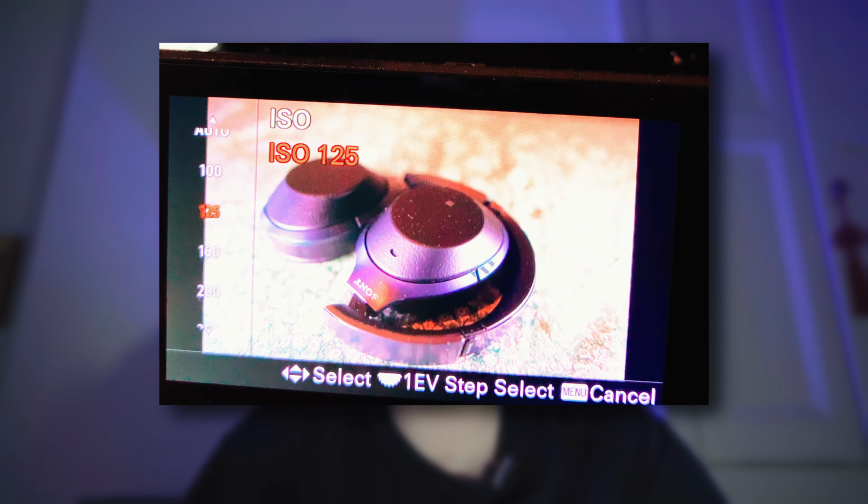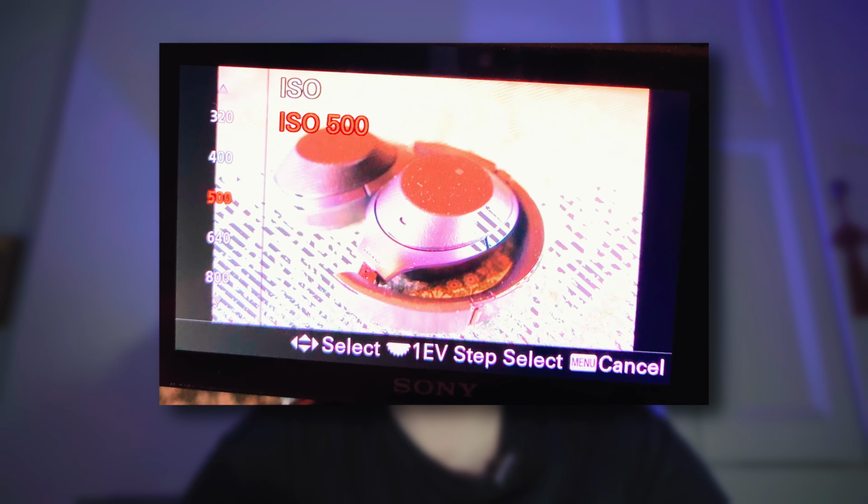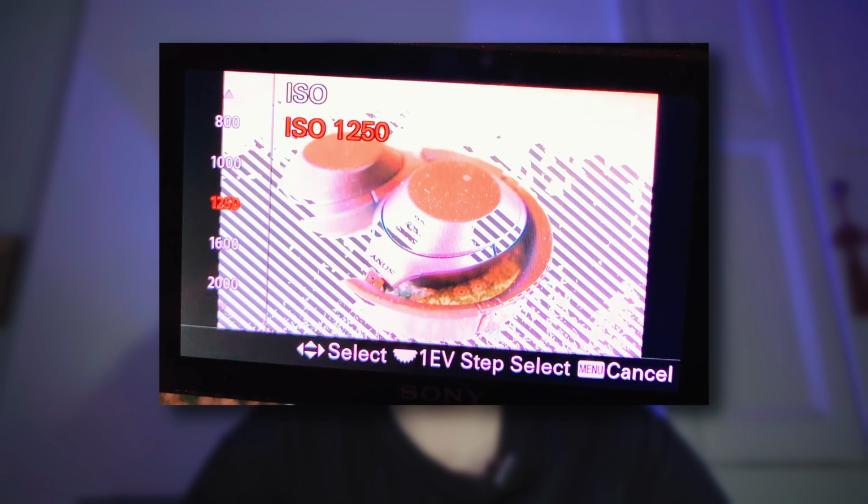And then lastly, to complete the triangle, we have ISO. Now ISO is the sensitivity of your camera's sensor. So the lower the ISO, the more information the sensor is gathering. Now the higher the ISO, let's say 6400, the less information your camera is generating, but you're most likely going to find that the image is grainy, or what they call noisy, or you could say it was distorted or pixelated. So generally speaking, you want as low an ISO as you can get.